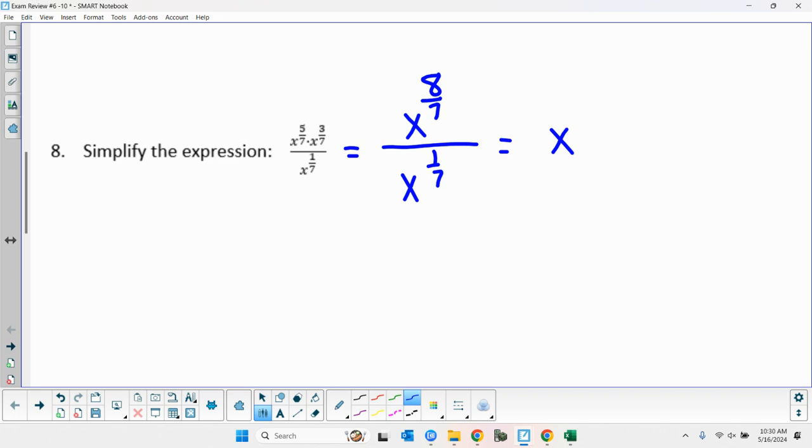What do I do with the exponents? Subtract them. What's 8 minus 1? Can I reduce 7 sevenths? Yeah. x to the first, which is x. Okay? But maybe it was 6 sevenths minus 1 seventh. Then you put 5 sevenths, right? So it won't always come out to a whole number like that. That one just so happened to do that. We good on that?